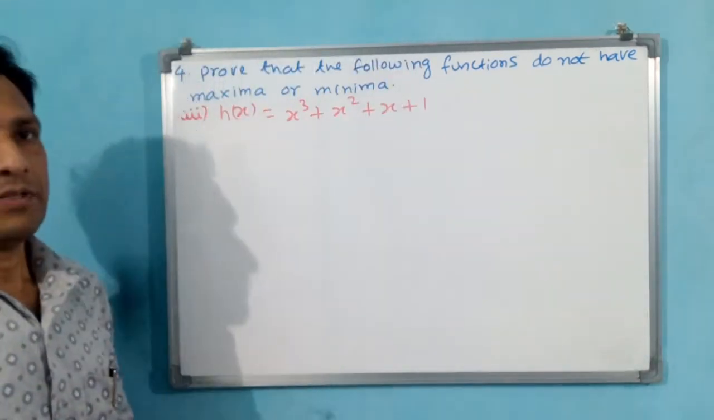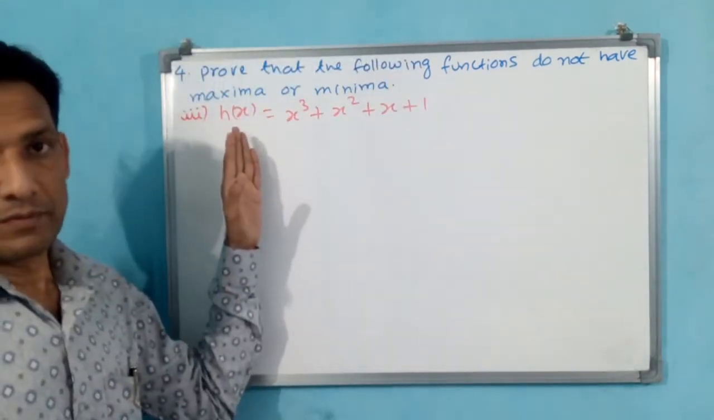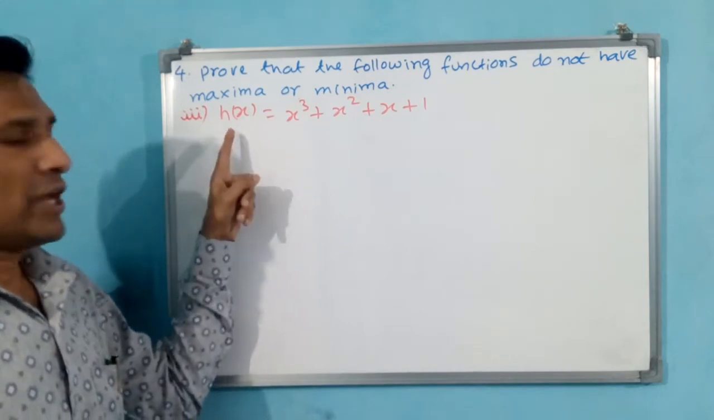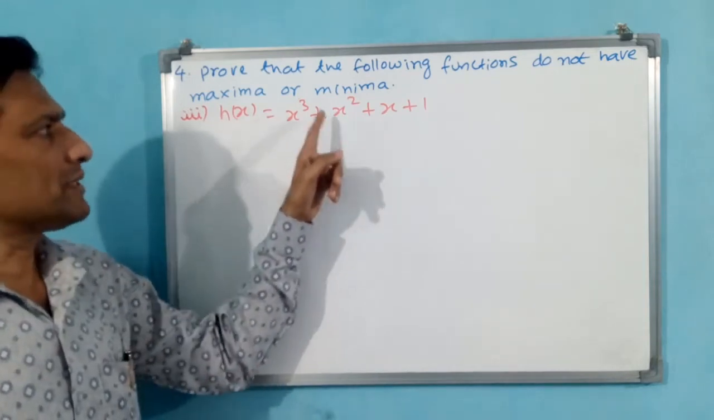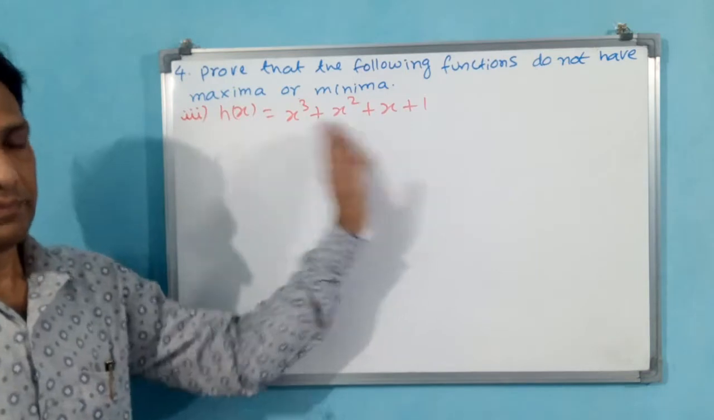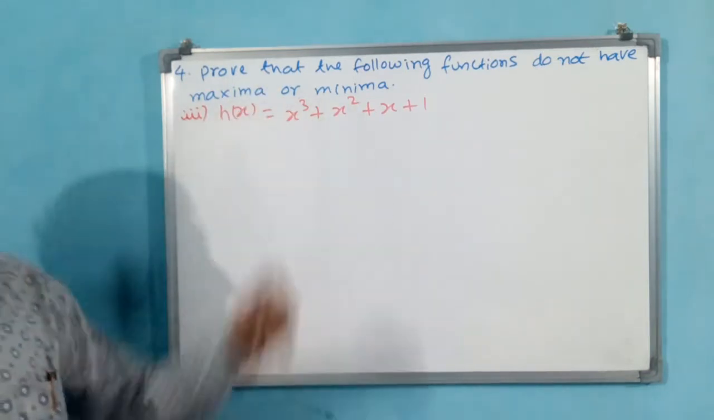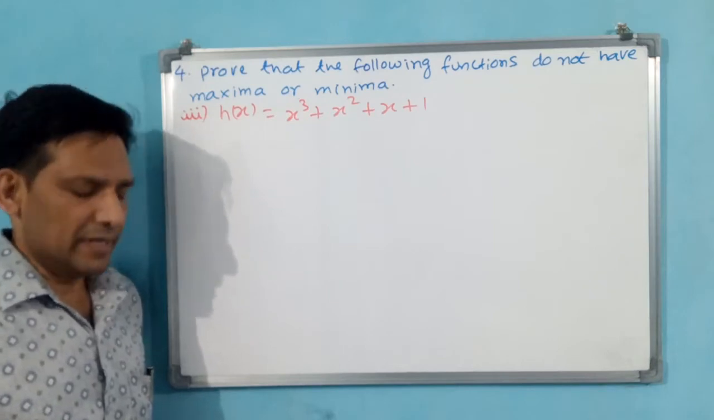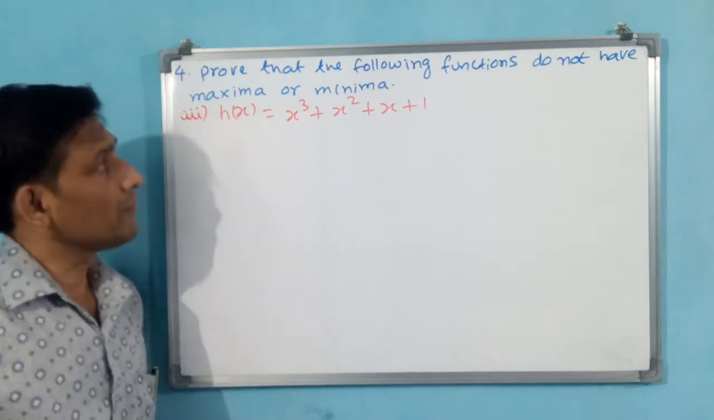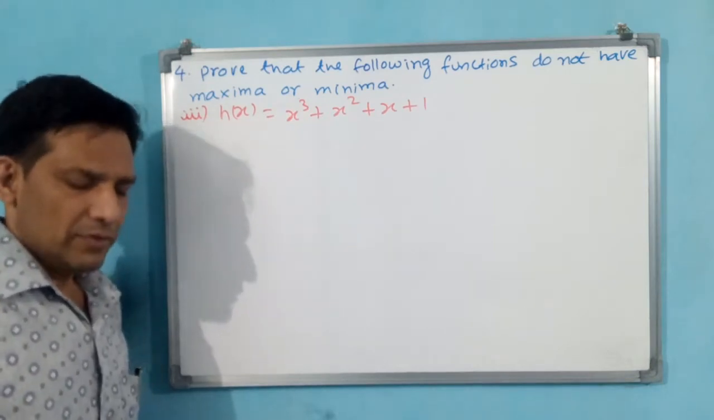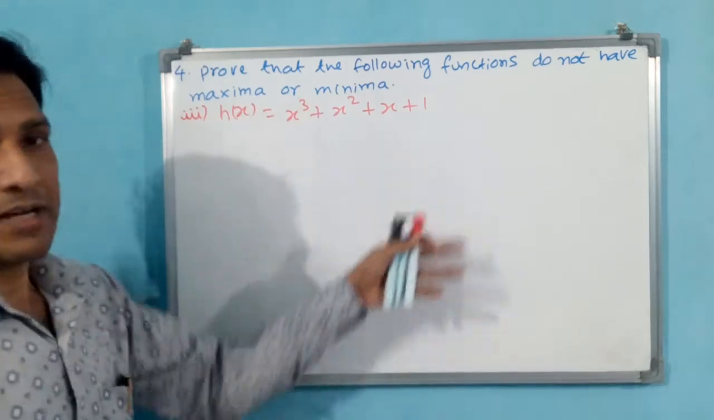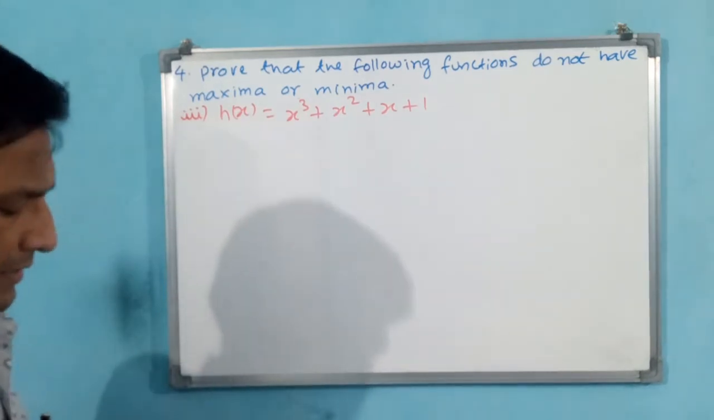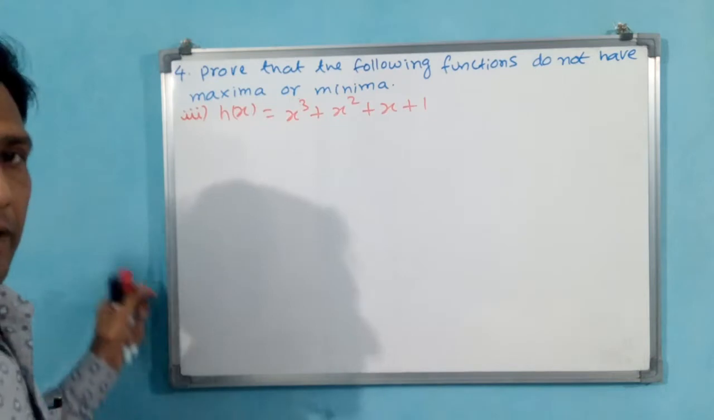See here, the third part of the fourth question. h of x is equal to x cube plus x square plus x plus 1. This is the function. You have to prove that there is no maxima or minima available. Same as before, here you cannot draw the graph. Let us do it.